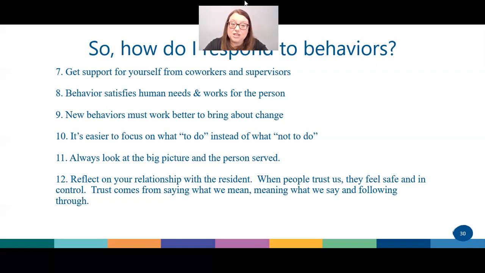To build trust, what that comes from is saying what we mean to that resident, meaning what we say, and then following through, not making empty promises, only being truthful and honest with that resident. That is what helps to build trust, but that comes over time. We are not going to build trust with a client on the first day that we meet them. It will happen interaction after interaction after interaction.